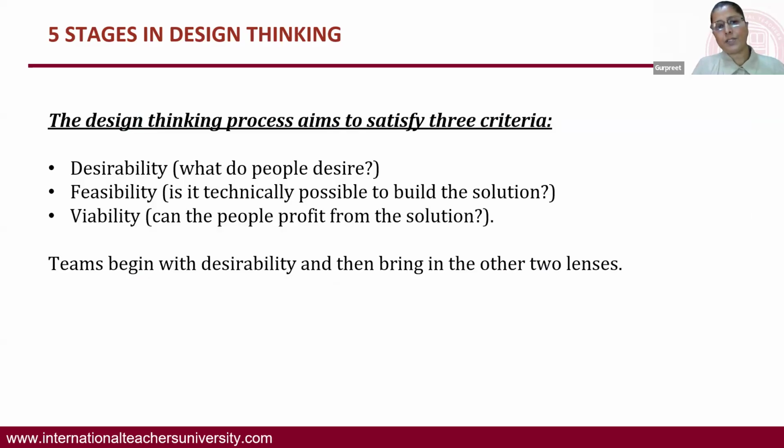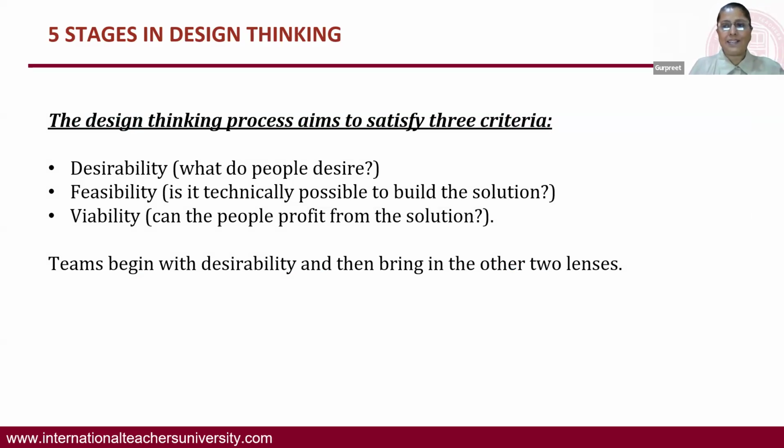So design thinking process aims to satisfy three criteria, that is desirability, feasibility, and viability. Desirability means what do the people desire? People here means learners, if we are educators. Feasibility, if it is technically possible to build a solution. And viability, can the people profit from the solution or not? It means if the solution we have found out is working well or not.